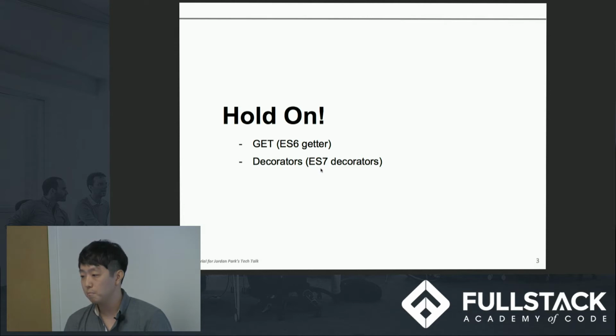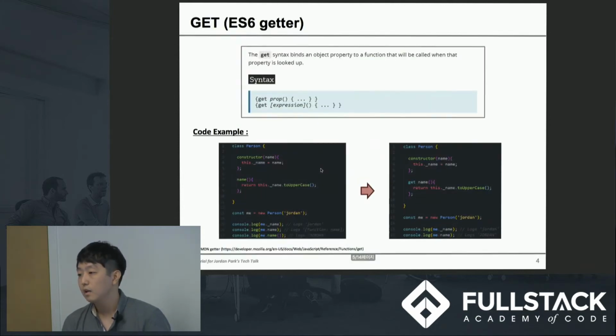So before jumping onto MobX, we have to know two syntactic sugars. The first one is get, and the second one is decorators. Get is something I think many of us are already familiar with, but I'll just go over it again. It's a syntax that binds an object property to a function that will be called. It generally does two things. It lets you have direct access to a pseudo property that returns a dynamically computed value, and it also reflects the internal variable without using explicit method calls.